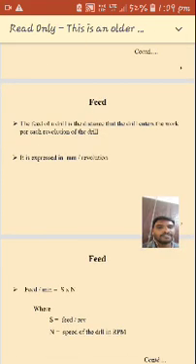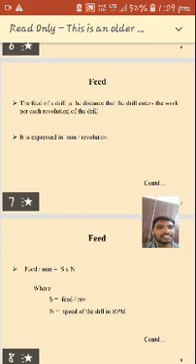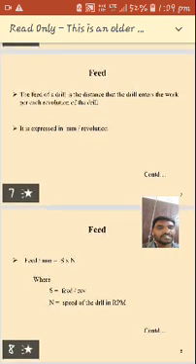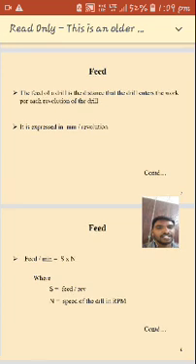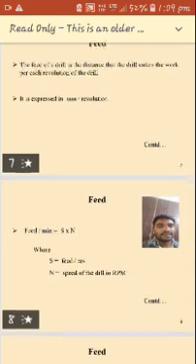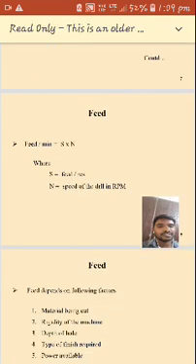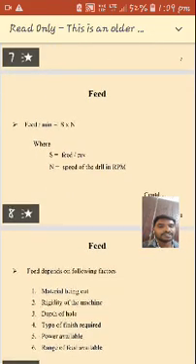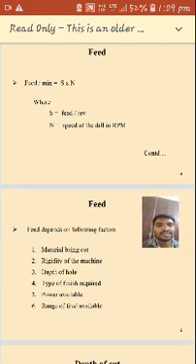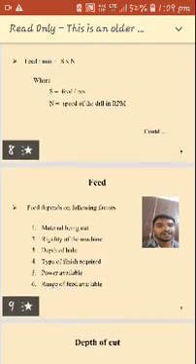Next, the feed. The feed of a drill is the distance that the drill enters the work for each revolution of the drill. It is expressed in mm per revolution. Feed per minute is equal to S times N, where S is the feed per revolution and N is the speed of the drill in rpm.